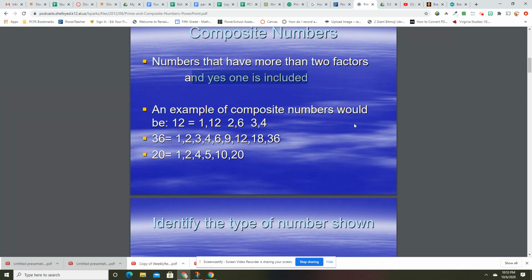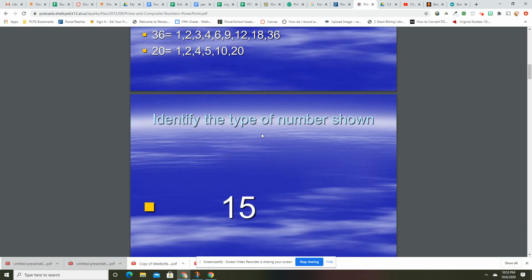An example of a composite number would be 12, with factors 1, 12, 2, 6, 3, 4. 36 and 20 are also examples. Those are all even numbers, and we already know that they're composite because all even numbers but 2 are composite. 2 is prime.